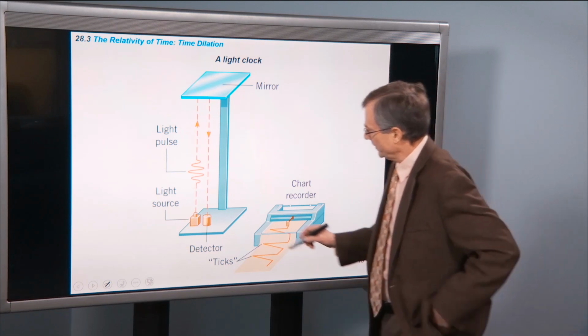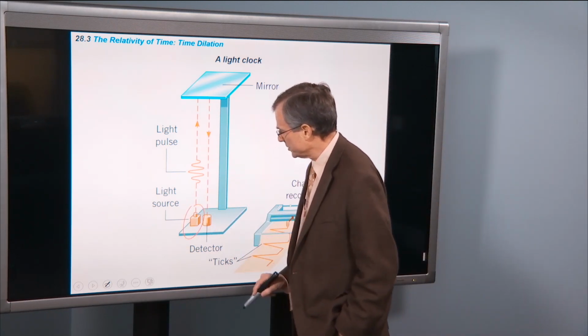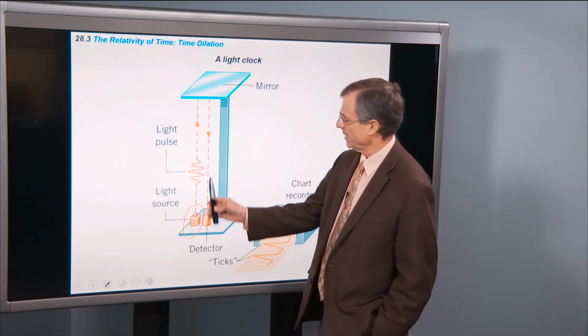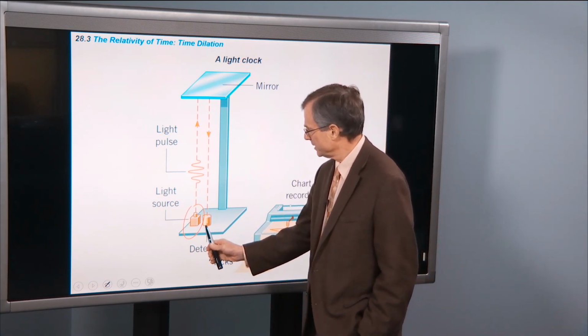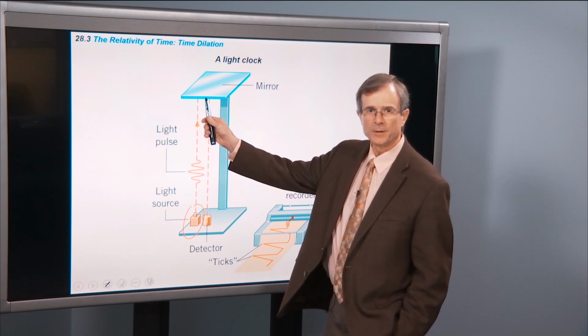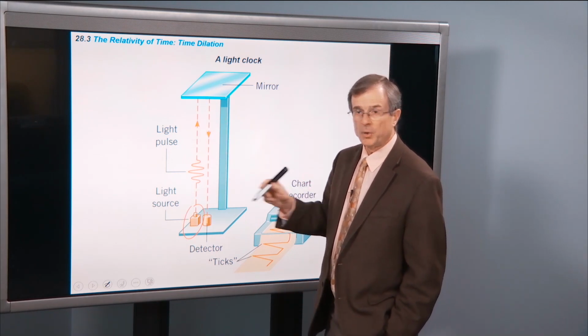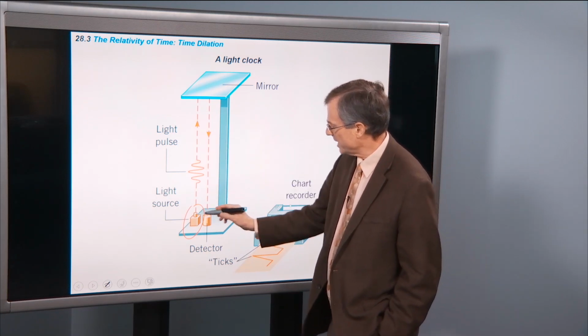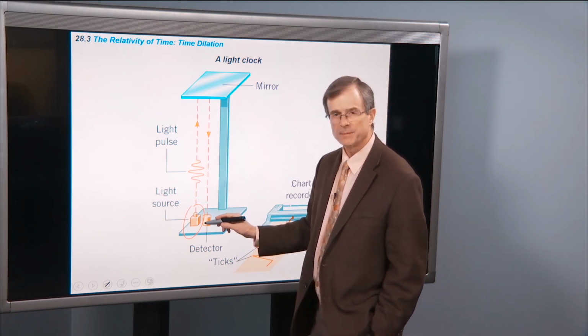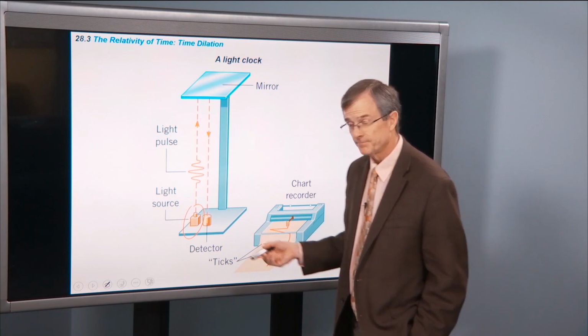It is a light source, could be a laser, sends up a pulse of light. So you just flick it on, flick it off. It sends this pulse of light up to a mirror. That light pulse bounces off of the mirror and comes back down to a detector located essentially in the same spot as the light source.